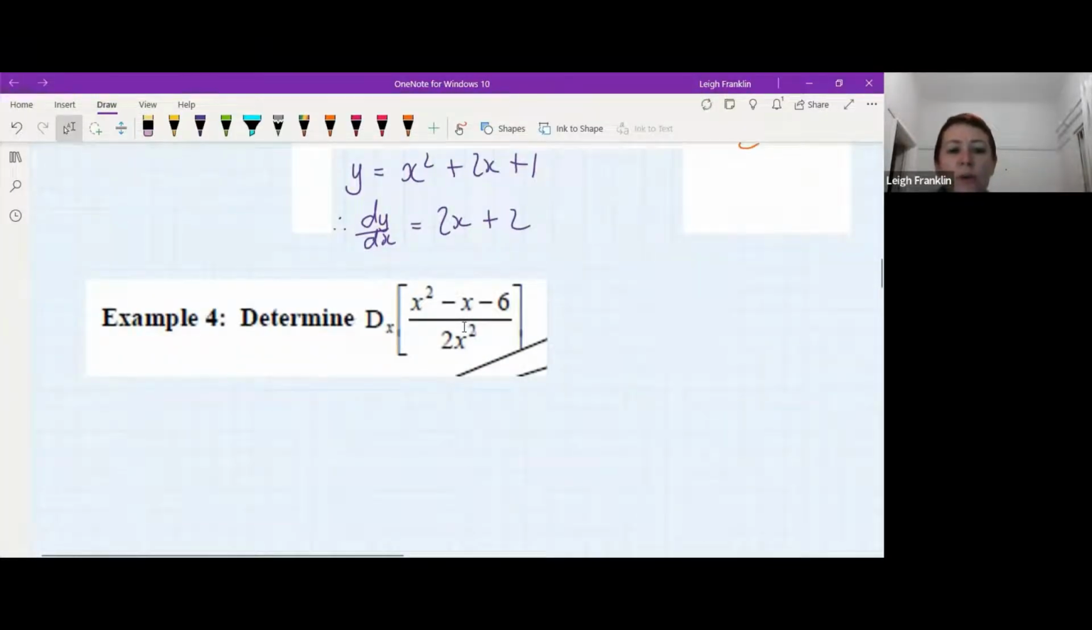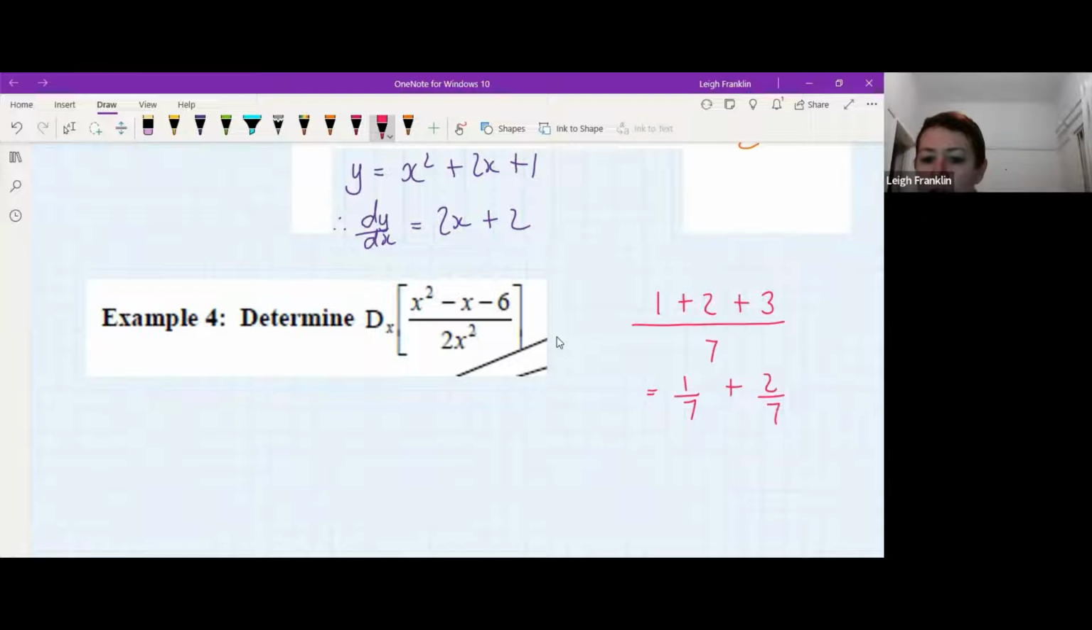Okay, so here we see something that we haven't seen before. What we've got here is a monomial denominator, so one term in the denominator. What's important to note with questions like this is the following. If I have 1 plus 2 plus 3 all over 7, what does that mean? It means 1 over 7 plus 2 over 7 plus 3 over 7.